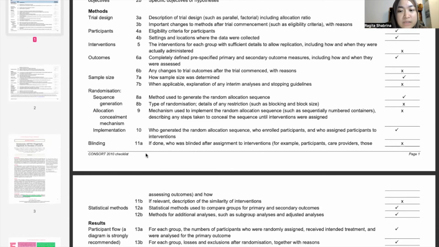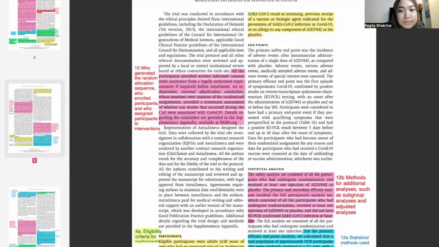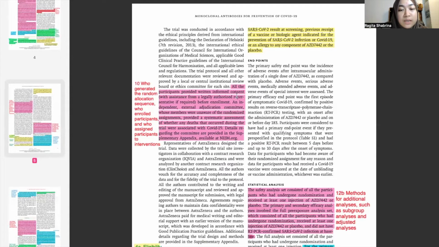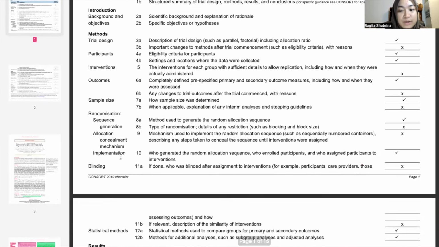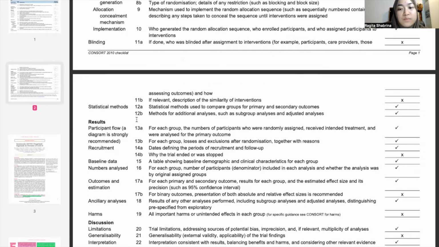And also for number 9, there is no item, and we move to number 10. The definition is who generated the random allocation sequence, who enrolled participants, and who assigned participants to interventions. As we can see in the purple highlight, all the participants provided written informed consent, and details regarding the committee are provided in the supplementary appendix available at nejm.org. Next, for 11A, there is no item in these articles, and also for 11B, and we move to 12A.